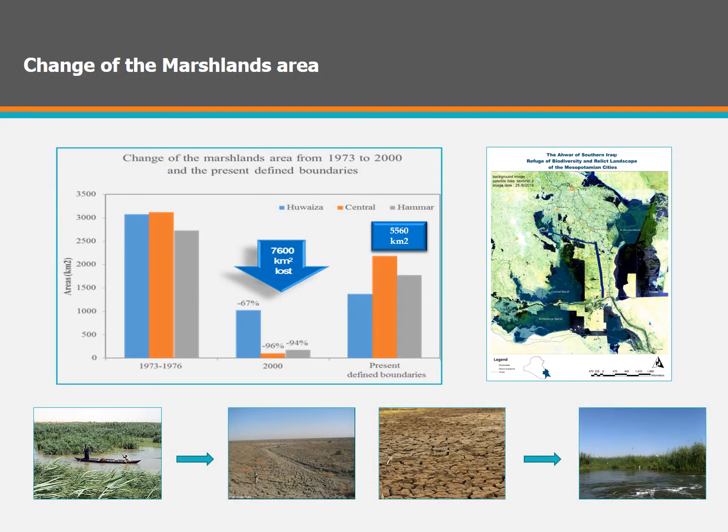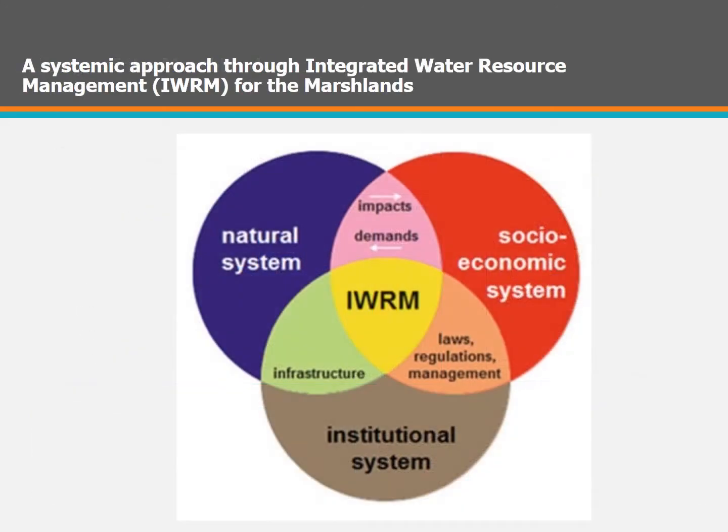This slide illustrates the difference between the 3 periods in terms of the geographical boundaries of some of the marshes and the visible impact as shown on the pictures at the bottom. We now move to the systemic presentation of the marshes based on integrated water resources management with the 3 elements: the natural, socio-economic, and institutional systems.